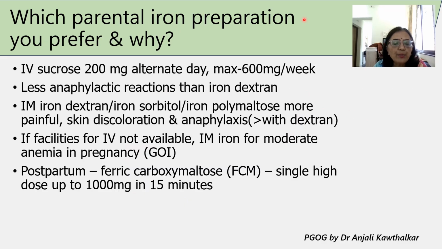Which parenteral iron preparation do you prefer and why? Iron sucrose is the preferred parenteral iron preparation. It is given as 200 mg alternate days with a maximum dose of 600 mg per week. The reason for the maximum dose is that it attaches to transferrin and there is complete saturation of this iron carrier, that is transferrin, and even if you give a higher dose, it will be excreted, and that is why the maximum dose per week is 600 mg. You need to be able to answer this also.